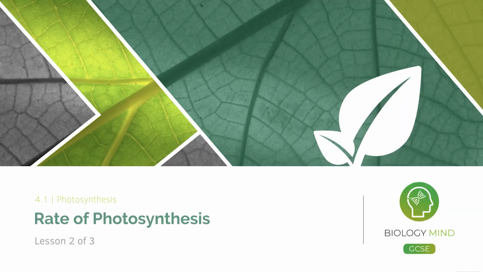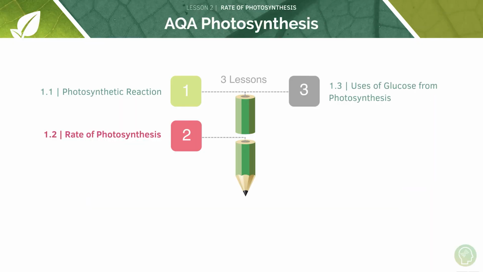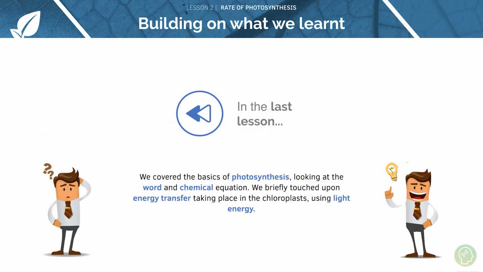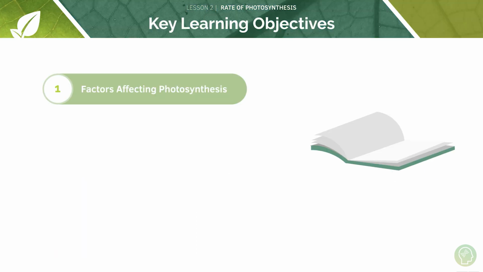So let's get started. Hello, and welcome to this tutorial on photosynthesis. In our second lesson of 3 sessions on photosynthesis, we're going to be having a look at the rate of photosynthesis. In our previous session, we had a look at the basic photosynthetic reaction, the word and the chemical equation. So do go back to that because it's really important that you understand exactly what makes up the components required for photosynthesis in order to understand this tutorial.